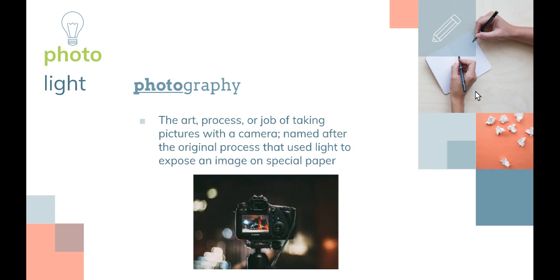So before digital cameras and all of that, there were film cameras. And so the film had to be specially developed, and you had to develop it in a dark room, a room that didn't have a lot of light in it, and you use some special chemicals. So that's where we get the light root, the photo part of a lot of these words.